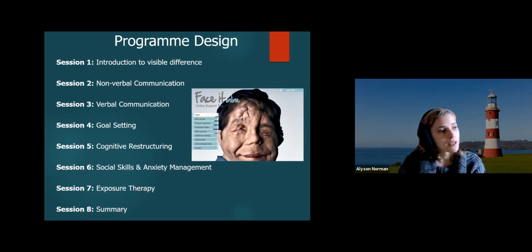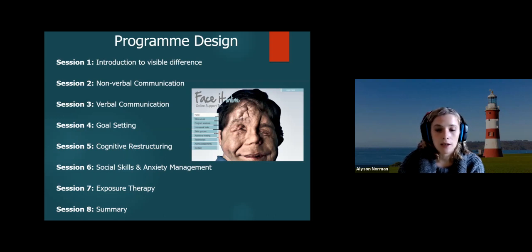We then had a session, Session 4, on goal setting. So this was helping people to set their bar at an appropriate level, making sure that they were setting goals that were appropriate to their level of distress or to their level of disability, and that they were able to achieve what they needed to achieve. And there were some bits in here that looked also at things like intimacy, for example, and how to deal with romantic relationships. We then moved on to a session on cognitive restructuring.